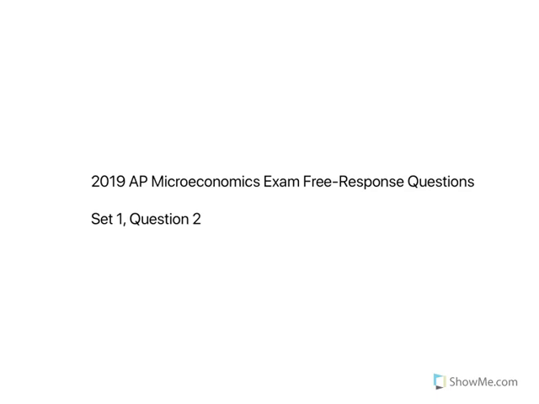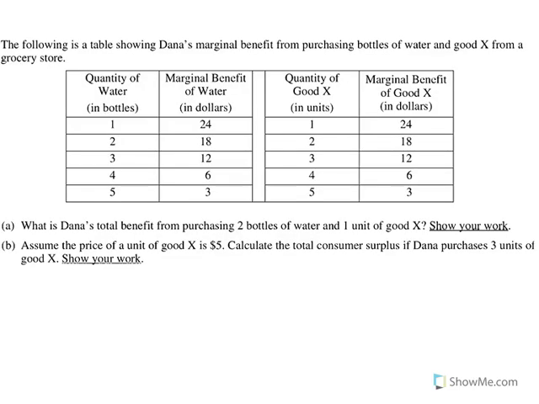Hey guys, it's Mr. Schmidt here, and in this video I want to cover the answers to question 2 from set 1 of the 2019 AP Microeconomics Exam's free response section. And this question is all about utility, consumer surplus, and even some elasticity thrown in for good measure.